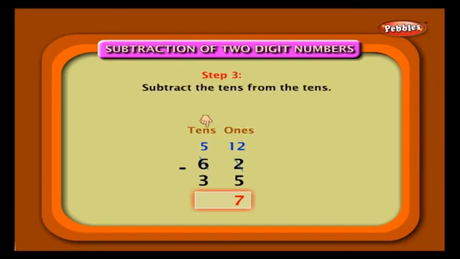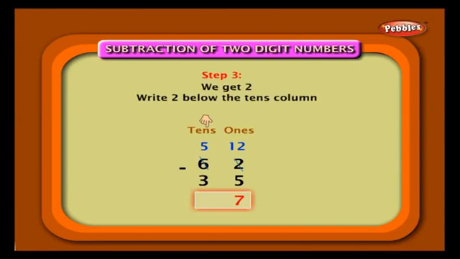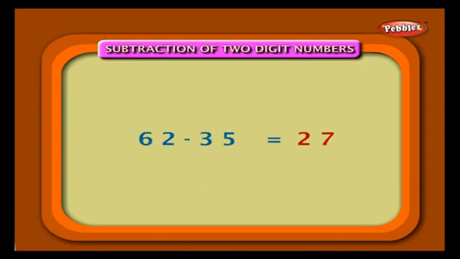Now, subtract the tens from the tens. As we have borrowed 1 tens from 6 tens, we have only 5 tens. Subtract 3 from 5. We get 2. Write 2 below the tens column. Thus, 62 minus 35 is equal to 27.